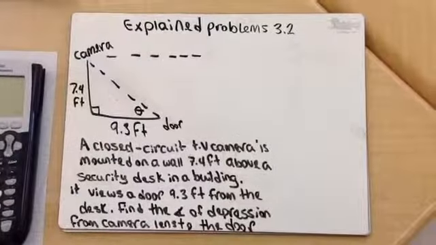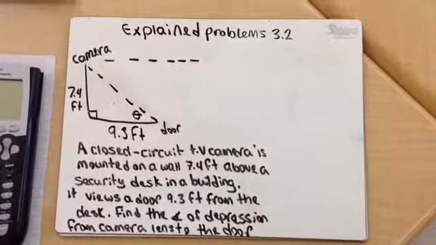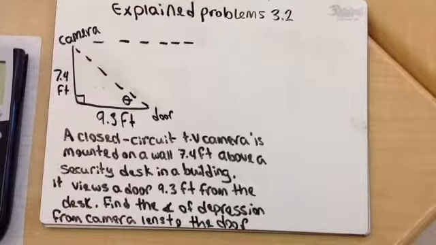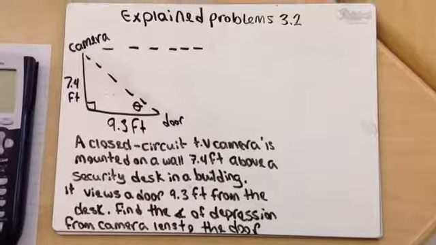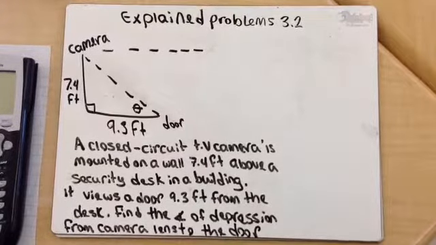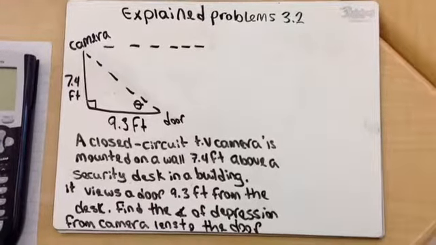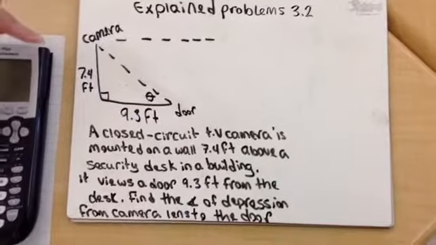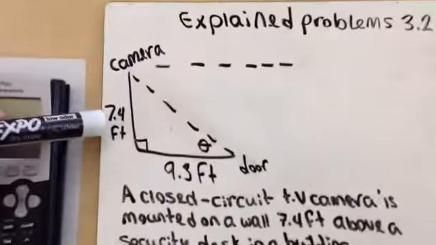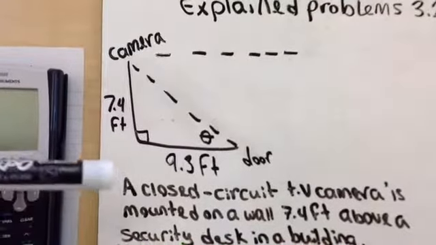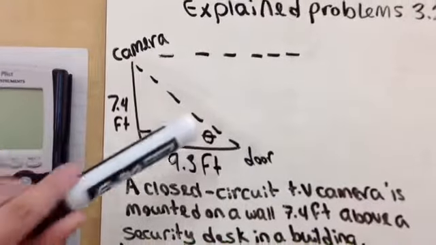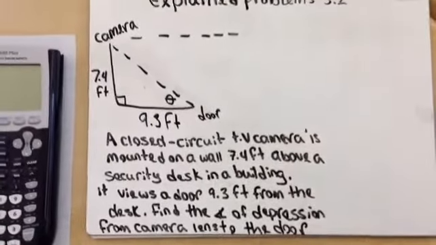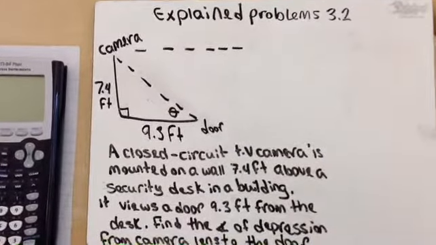This is problem number 2. It says, a closed circuit TV camera is mounted on a wall 7.4 feet above a security desk in a building. It views a door 9.3 feet from the desk. Find the angle of depression from the camera lens to the door. And here, the diagram gives us the height 7.4 feet and the distance 9.3 feet. And we have to find this angle right here. And so we're going to use tan because that is opposite over adjacent.